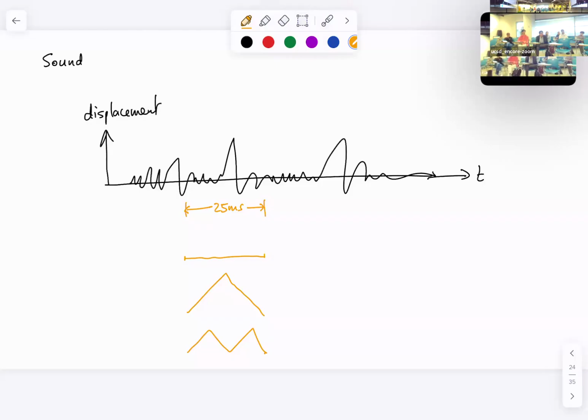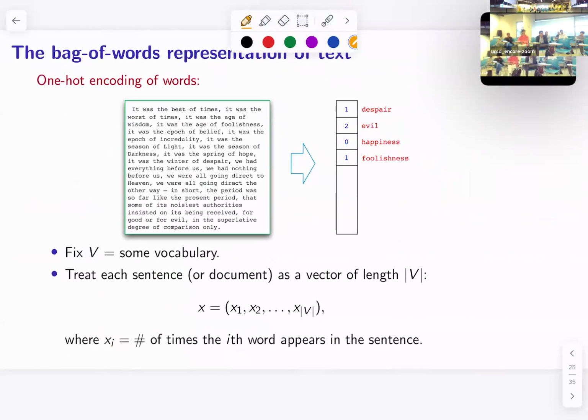Okay, does that make sense? But now let's talk about text, okay? How do we make a document into a vector of fixed size?